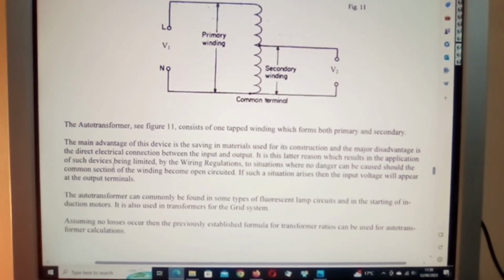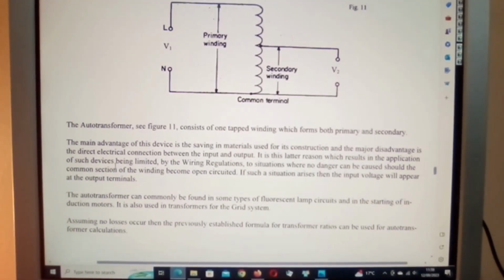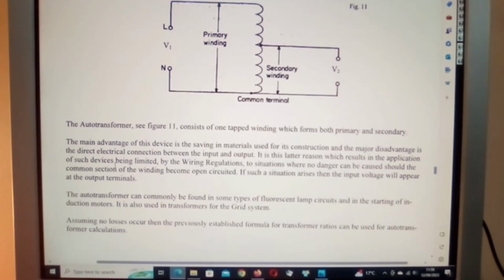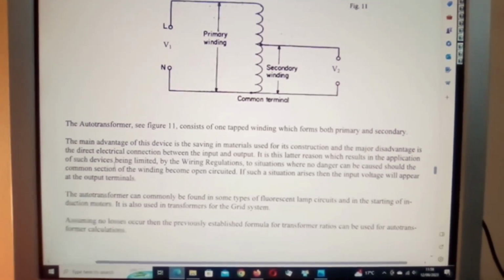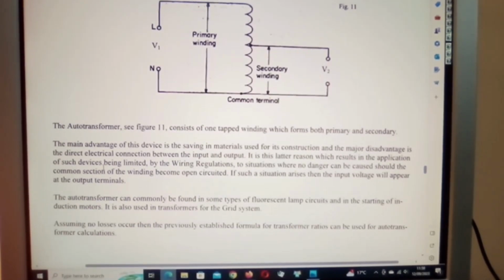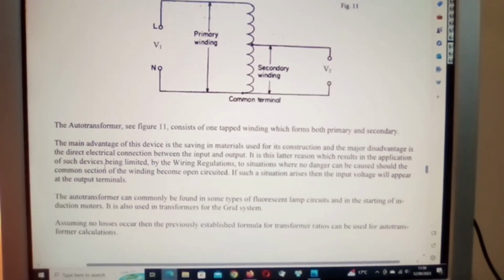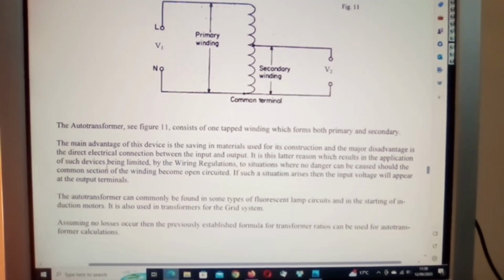The auto transformer can commonly be found in some types of fluorescent lamp circuit and in the starting of induction motors. It is also used in transformers for the grid system. Assuming no losses occur, then the previously established formula for transformer ratios can be used for auto transformer calculations.